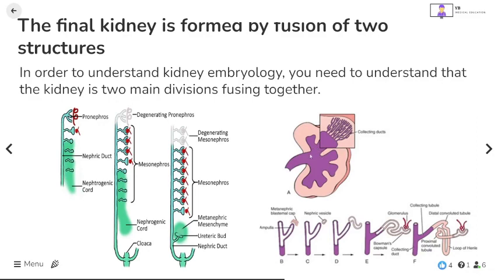As you see here, the renal calyces, the renal pelvis, and the ureter come to fuse with the nephron, the beginnings of the nephron, which is the glomerulus, proximal convoluted tubule, loop of Henle, distal convoluted tubule, right? So it's as if two structures come together to form the kidney. One comes from the metanephric mesenchyme, and the other comes from the ureteric bud. I hope that makes sense, guys.